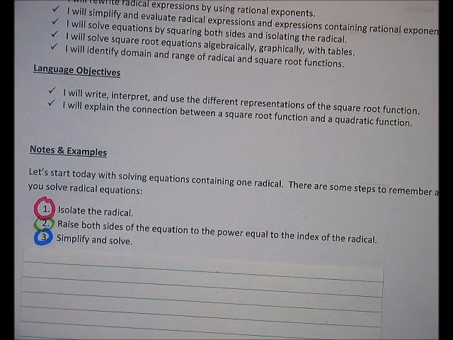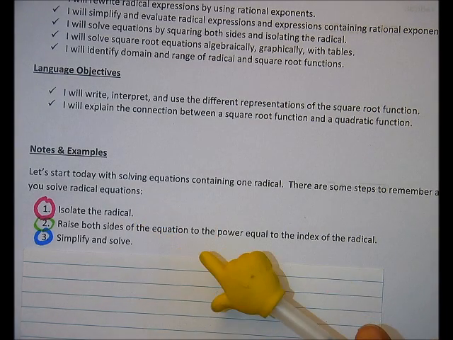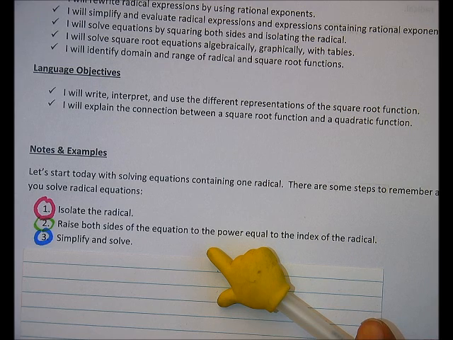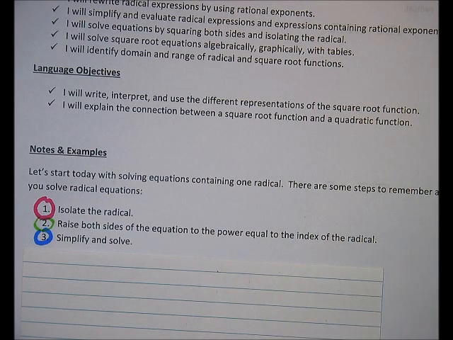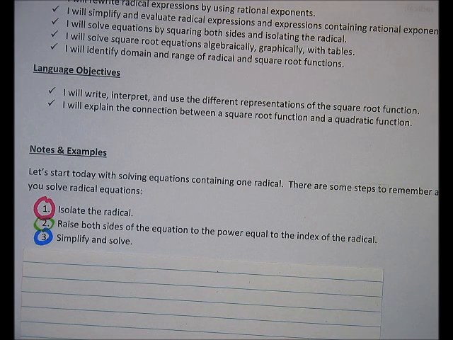Okay, let's get started with solving equations with radicals. Now we're going to start by solving equations with one radical, and the steps are very simple. They are: isolate the radical, raise both sides of the equation to the power equal to the index in the radical. In other words, if you have a square root, you will square both sides. And then simplify and solve for the variable.